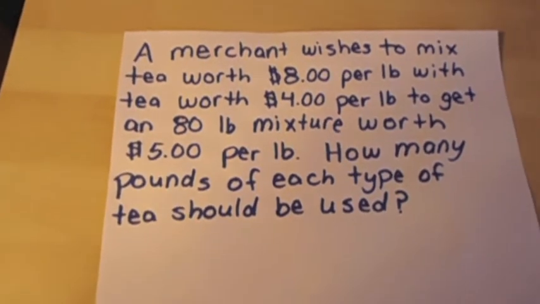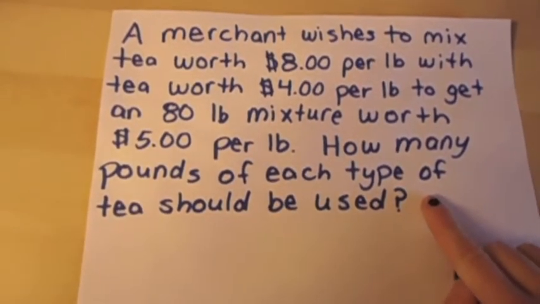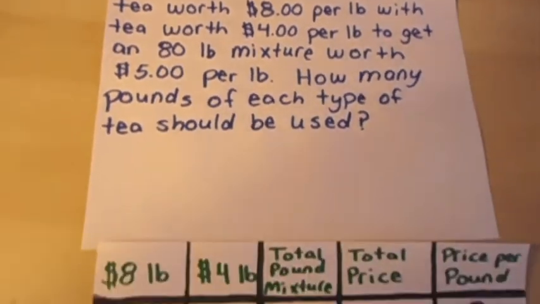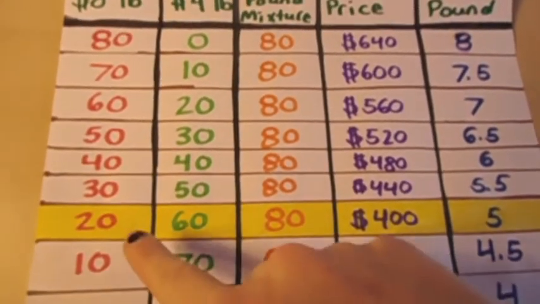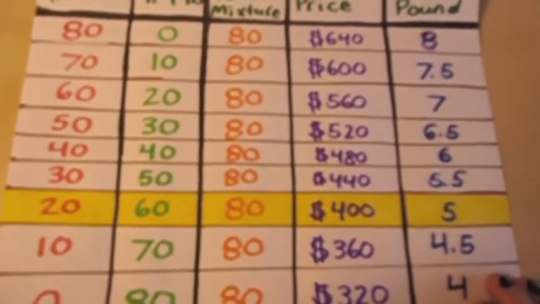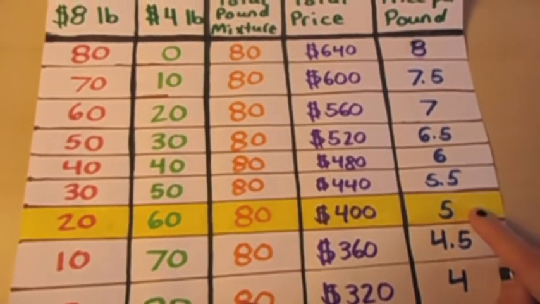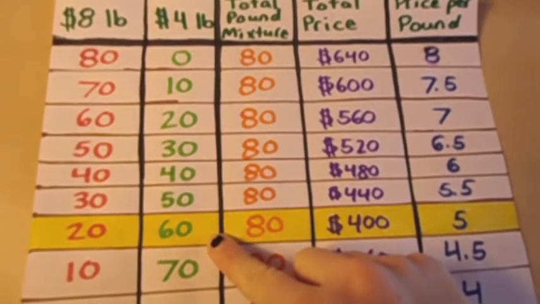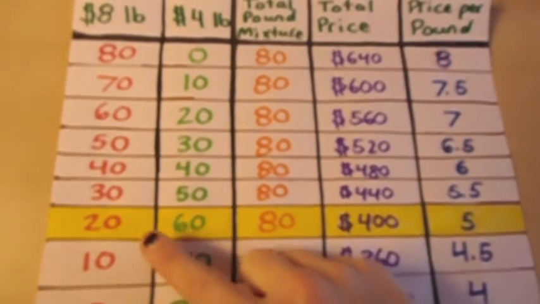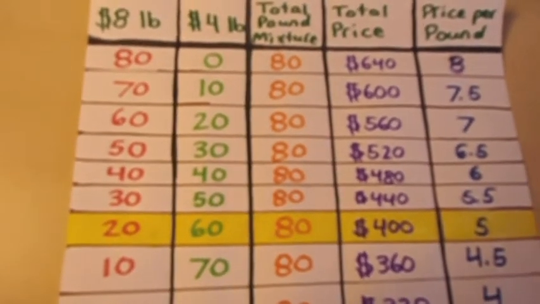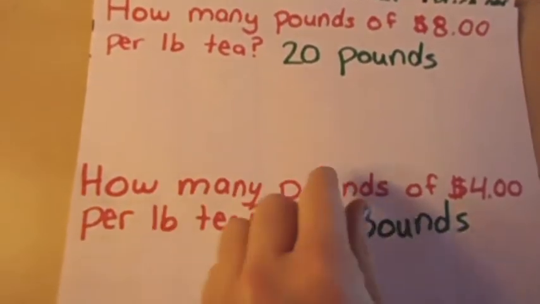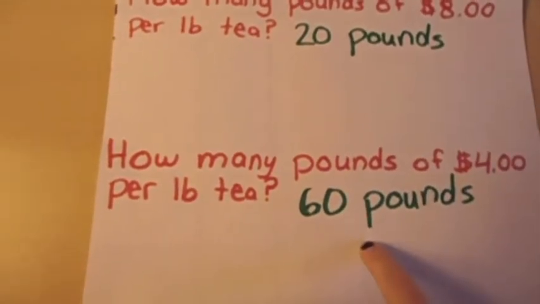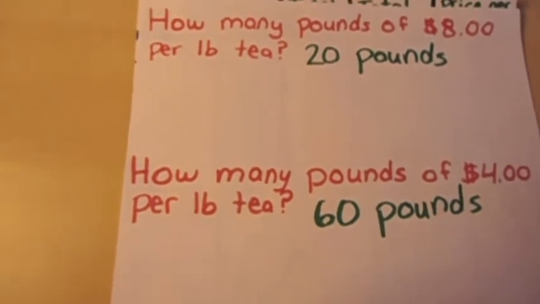So if you look back at our original problem, you know that we're trying to find how many pounds of each type of tea should be used, when we're trying to get an 80-pound mixture worth $5 per pound. So if you look at our data table, you can see I have highlighted our solution. You can see here that when it's $5 per pound, the $8 per pound tea is going to be 20, and the $4 per pound tea is going to be 60. So you know that your X is going to equal 20, and your Y is going to equal 60, which shows, once again, that 20 pounds of $8 per pound tea is going to be used by the merchant, and 60 pounds of the $4 per pound tea is going to be used for the 80-pound mixture.